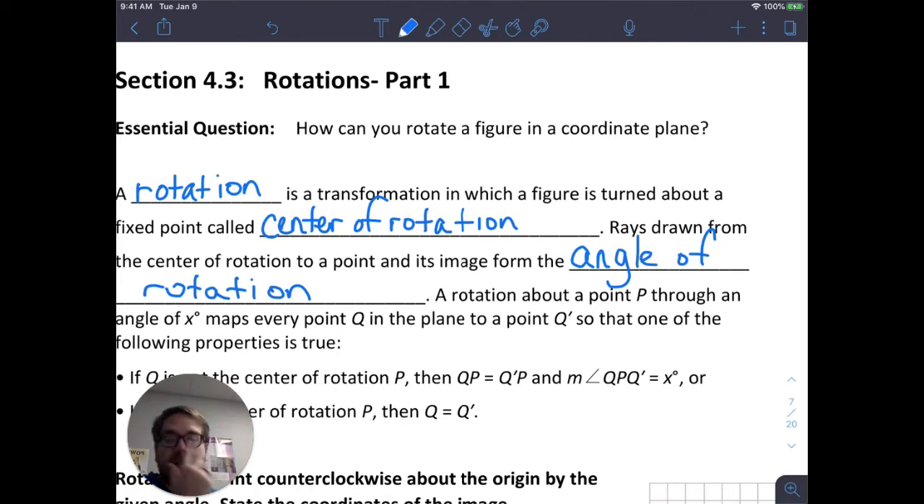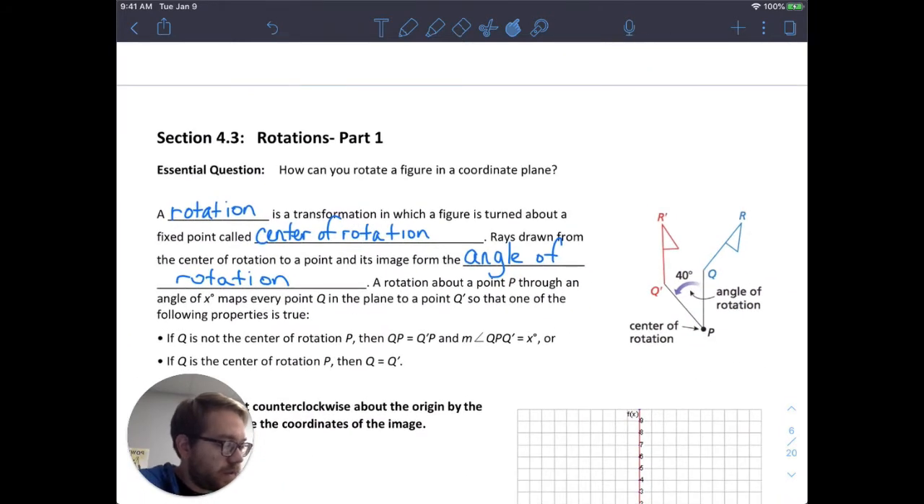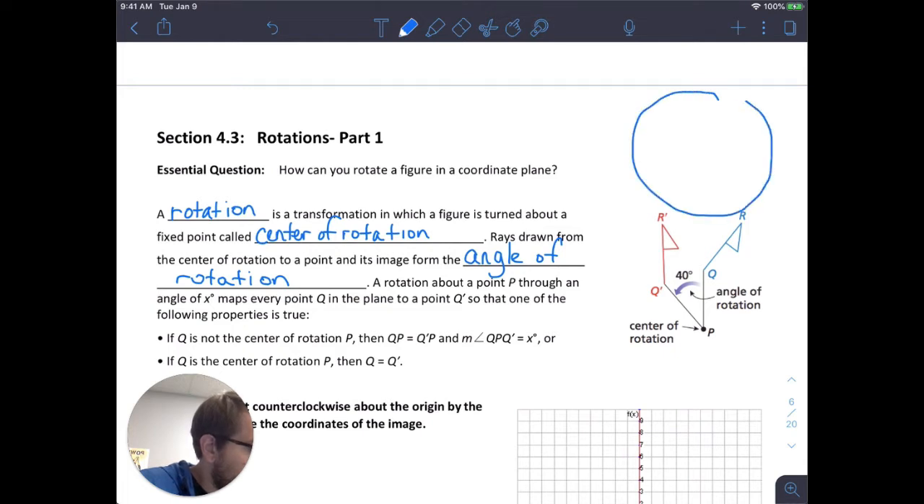So that angle of rotation is just how much did you move it, right? At what angle did it move? We'll be working with three specific degrees or angles: 90, 180, and 270 degrees. Something else that might be helpful to know is when we talk about degrees or rotations, we're talking about moving in a circle, right? So if we're talking about moving at 90 degrees, you can think of a circle.